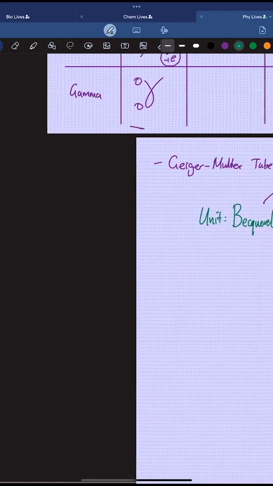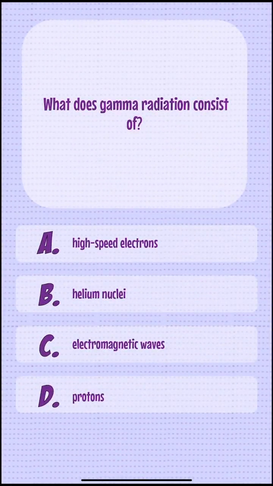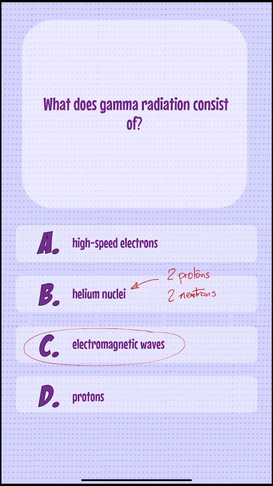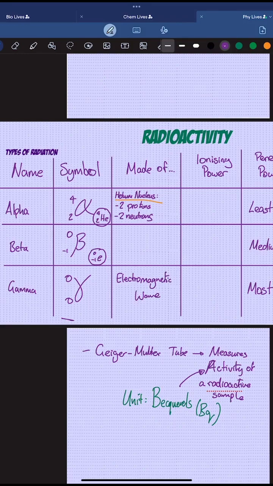All right, back to the next question. So Geiger-Müller tube and counter. What does gamma radiation consist of? What is it made up of? Okay, so we've already said that alpha is a helium nucleus. It's made up of 2 protons and 2 neutrons. And we might as well say what beta radiation is as well. So yeah, answer is electromagnetic waves. What's beta then? Let's add this in. Fast speed electron. Yep, good.